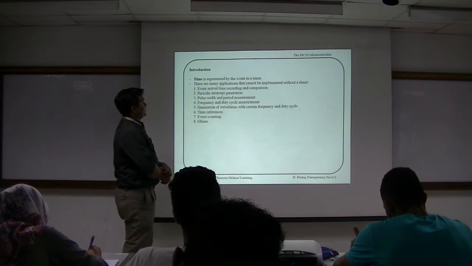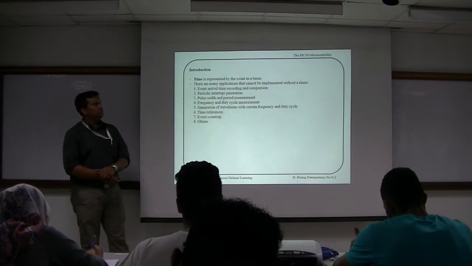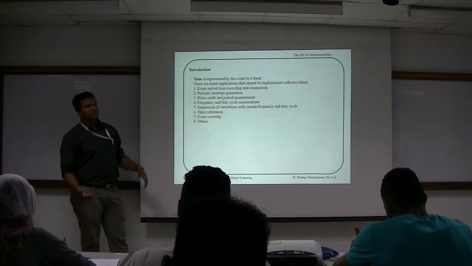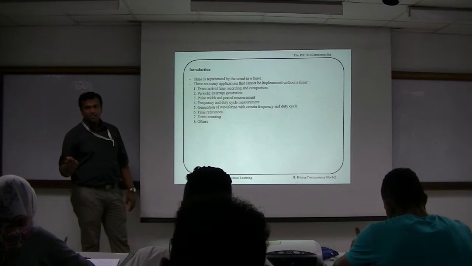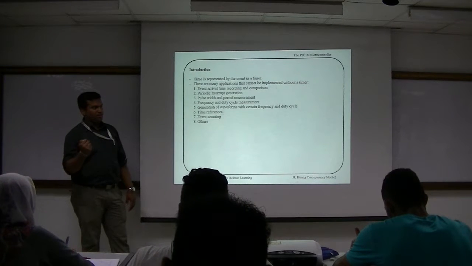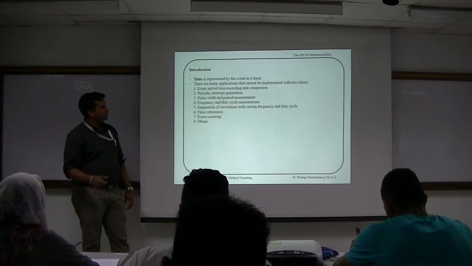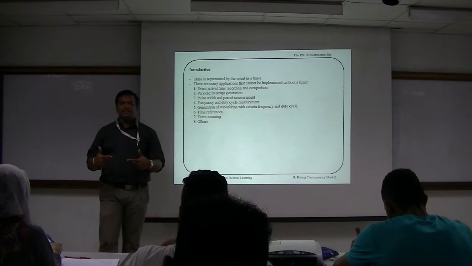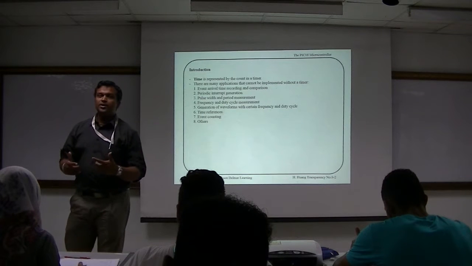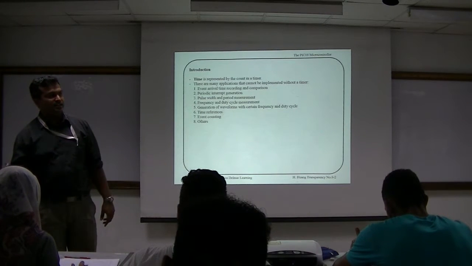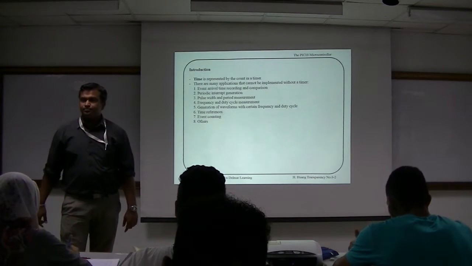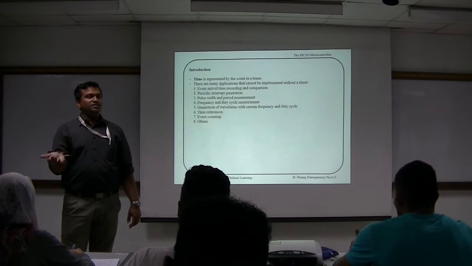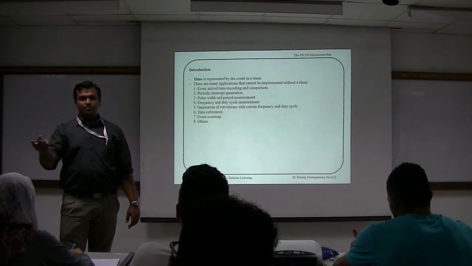Event arrival, time recording and comparison. This is like a stopwatch: when a particular event happened and when you stop, and then you can make a comparison. Periodic interrupt generation means periodically you can set the timer. For example, you can set the timer to turn the LED on and off every 1 second. You just set the timer for 1 second, and every 1 second, the timer will generate an interrupt.